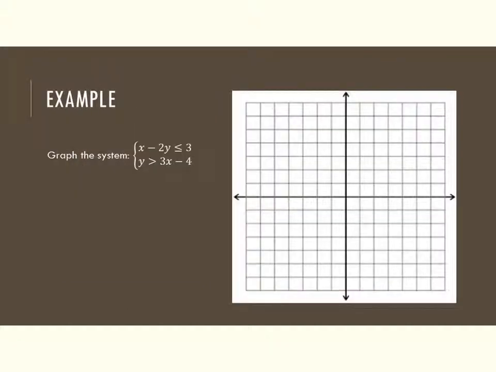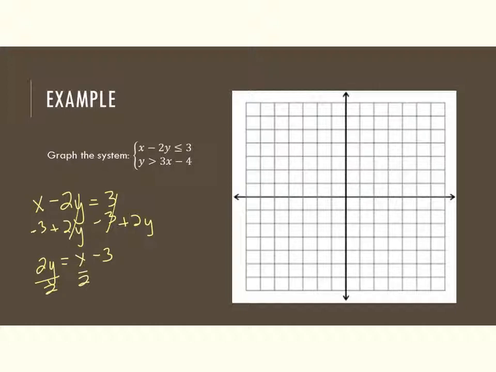Alright, so here we go. Let's graph this system. You probably want to put them in slope-intercept form to graph them, or that's how I'm going to do it. If I start with the first one, I'm going to go ahead and change it to an equation to graph it. I'll add the 2y and subtract the 3, and switch it all around so I get 2y equals x minus 3, because those canceled. So I get y equals 1/2 x minus 3/2.